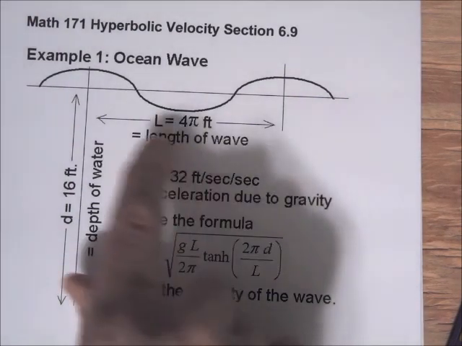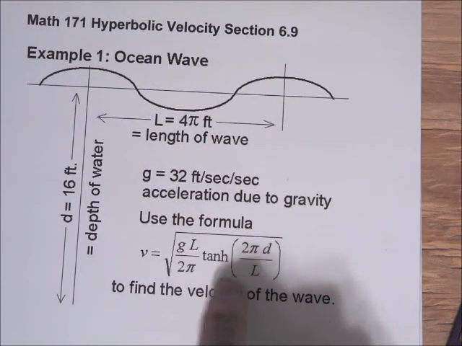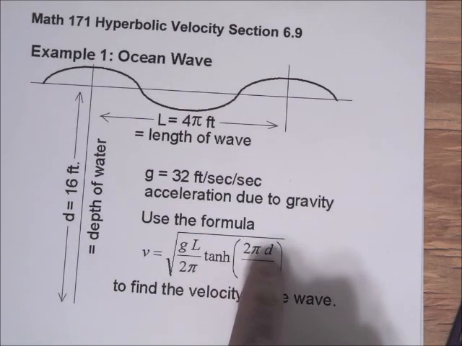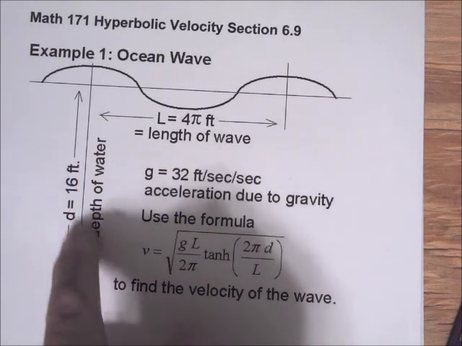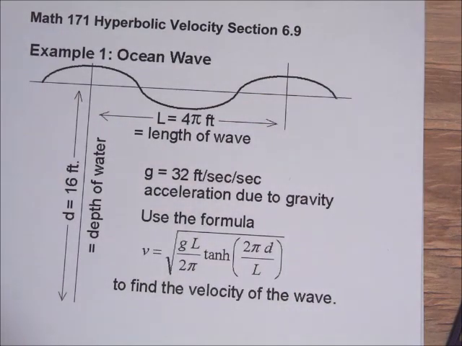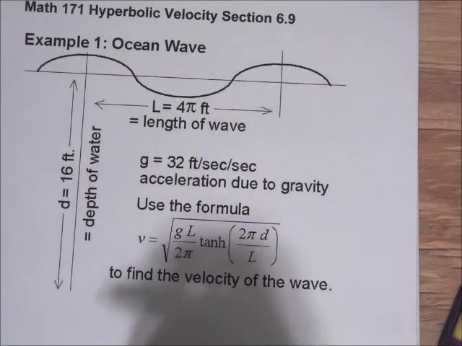L is the length of the wave. In this example, it's 4 pi feet. And d is the depth of the water. In this case, we're saying it's 16 feet deep. So we can plug into that formula to get the velocity of the wave.